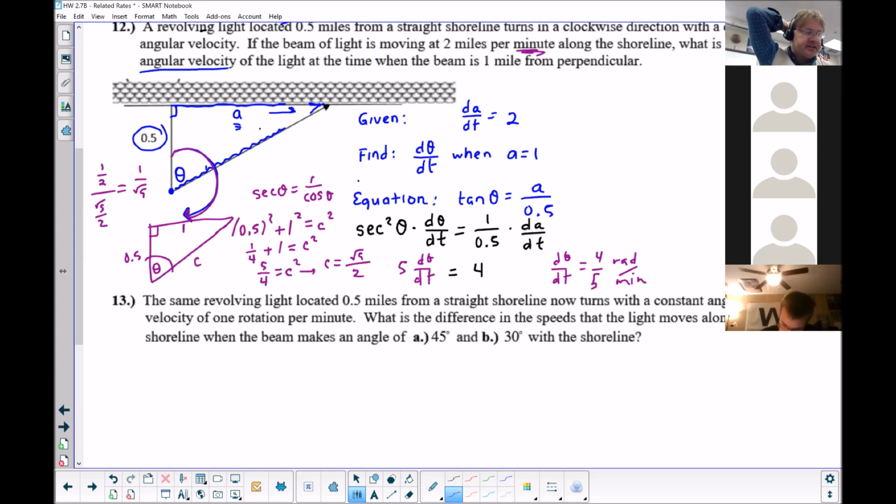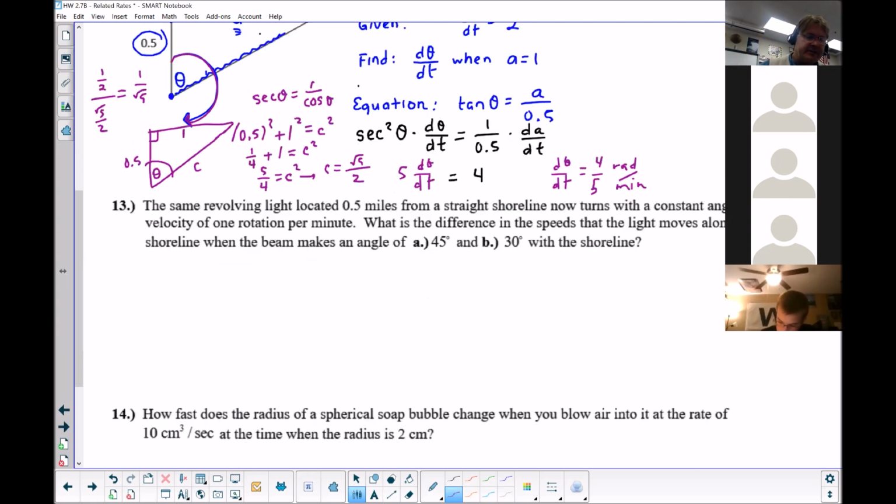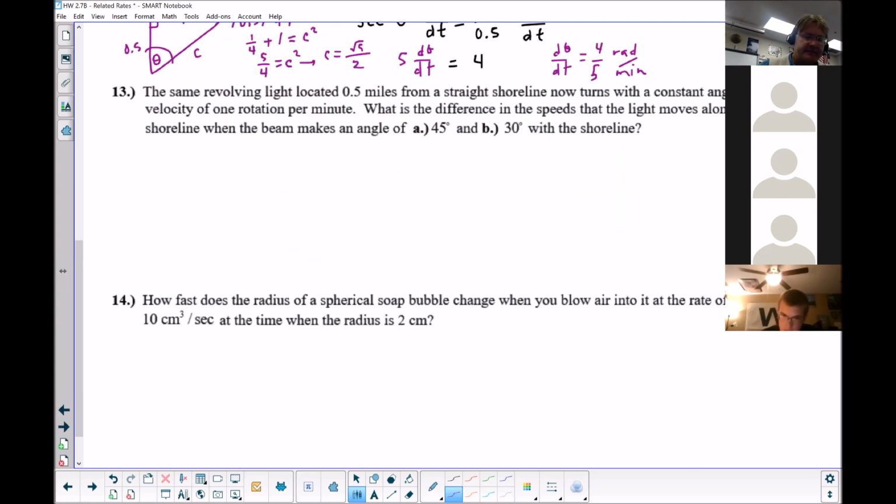Oops, there's a message in the chat. What is the angular velocity of the light at the time? I think my label is correct. I think I do want radians. Does everybody agree with that? It is an angle measure, so it would be radians per minute. Double check me though. I don't mind you guys questioning because I can definitely make mistakes. You guys know that better than anybody.